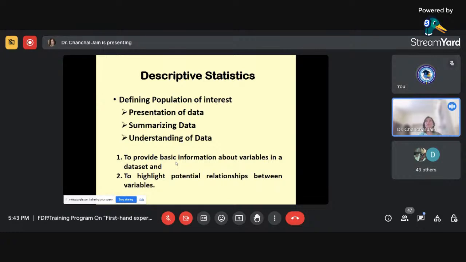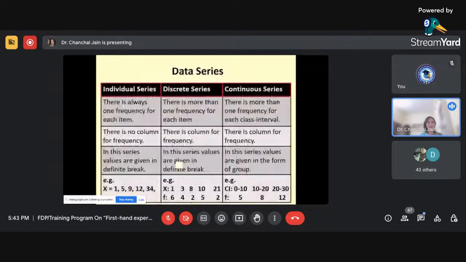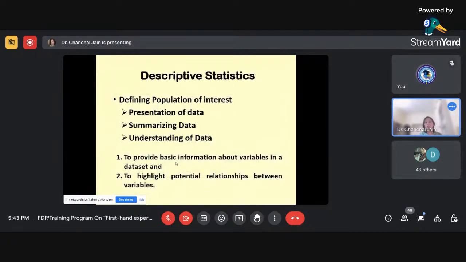So when we know the basic nature or characteristics of our data, we can ascertain which kind of inferential statistics we need to adopt or perform on our data. I think I forgot to ask you in the previous slide, this slide and this slide, so will you please confirm whether I am clear or not? Yes, ma'am. Yes, thank you.